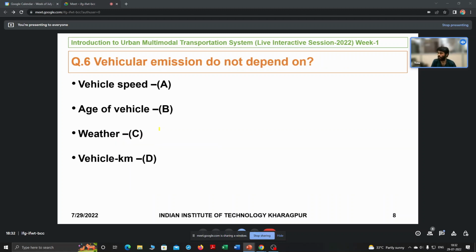Then the question is: vehicular emission does not depend on which of these factors? First you can try. Is it vehicular speed, or is it the age of the vehicle, or is it weather, or is it vehicle kilometers, that is, how many kilometers a vehicle is traveling? Vehicular emission does not depend on which factor?